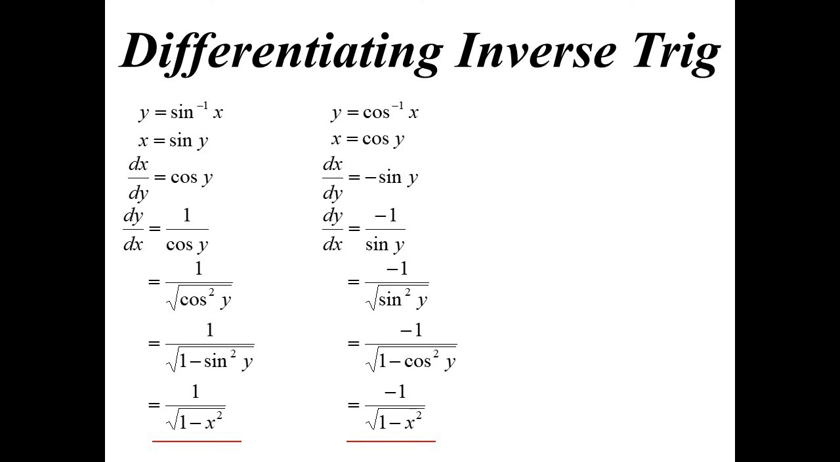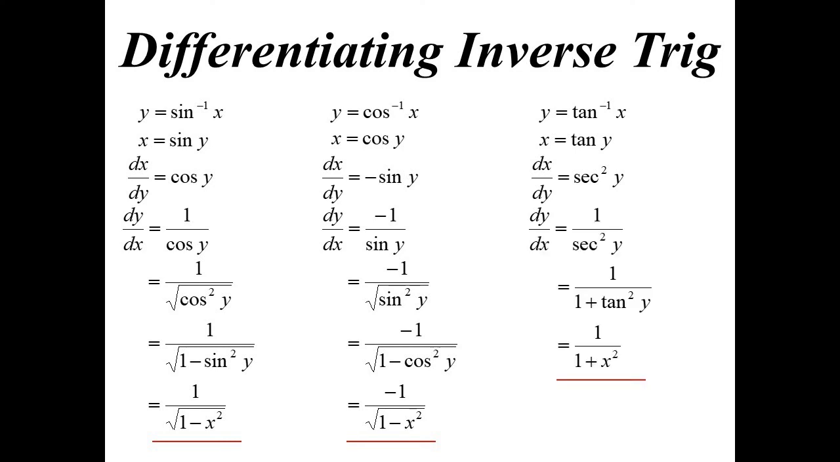All right, let's do tan. Make x equals tan y. So dx/dy is sec squared. So dy/dx is 1 on sec squared, but sec squared I can rewrite as 1 plus tan squared, and we get 1 plus x squared. So notice no square root on that one.